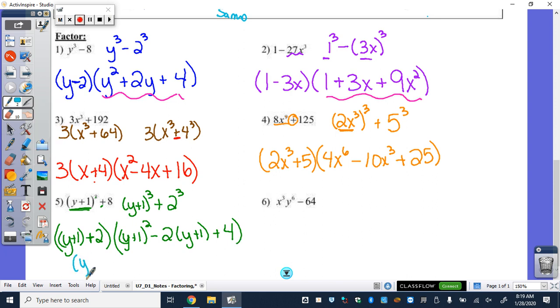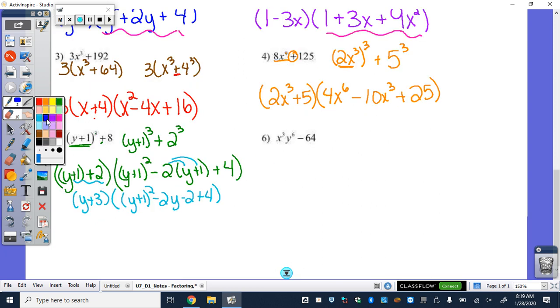Now you will want to clean this up a little bit. This becomes y plus 3 because you add your 1 and your 2. This one you don't have to multiply that out. You can though. You can distribute your 2 here, plus your 4, and then still combining like terms. If you wanted to multiply this out, that would become y squared plus 2y plus 1, so you would end up with y squared. Your 2y's cancel each other. 1 minus 2 is negative 1 plus 4 makes that a 3.